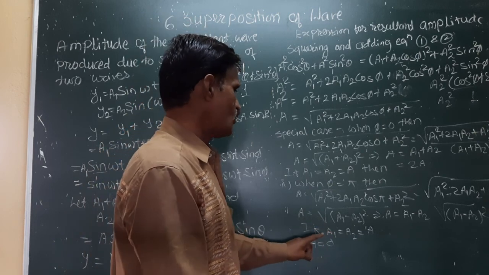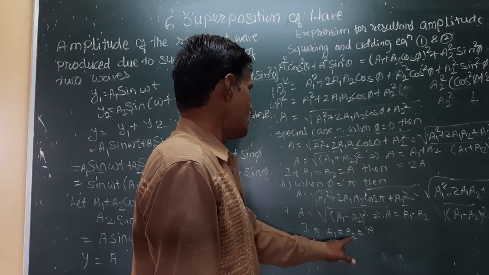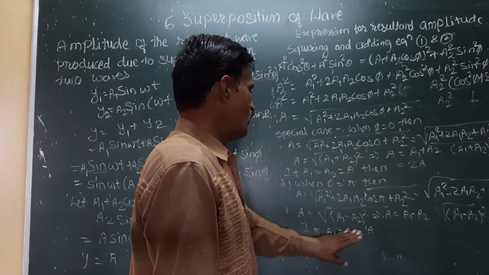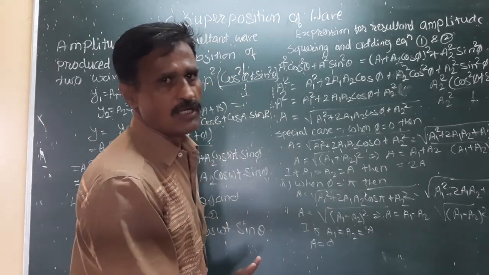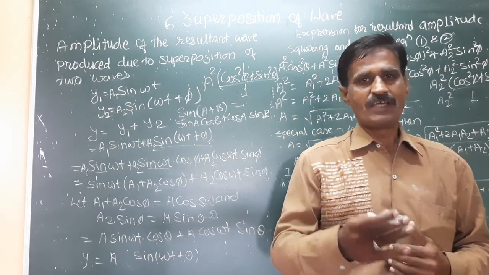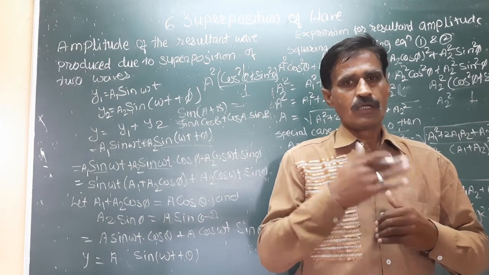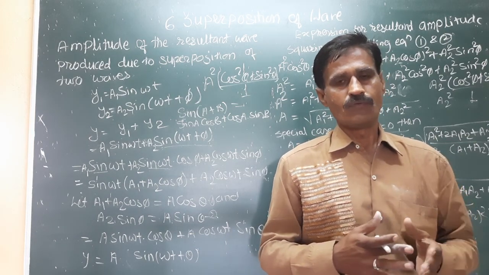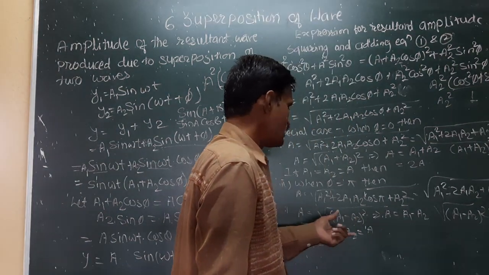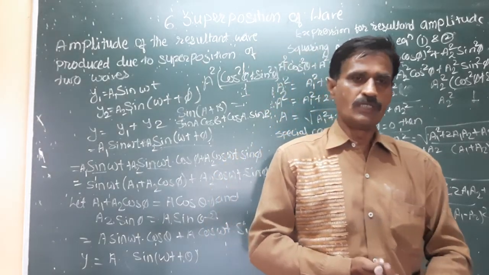Now here also, if the two waves are of the same amplitude, that is a1 equal to a2 equal to a, then the resultant amplitude will be equal to 0. So if two waves are in opposite phase and they are superimposing with each other, having the same amplitude, the resultant amplitude is equal to 0.